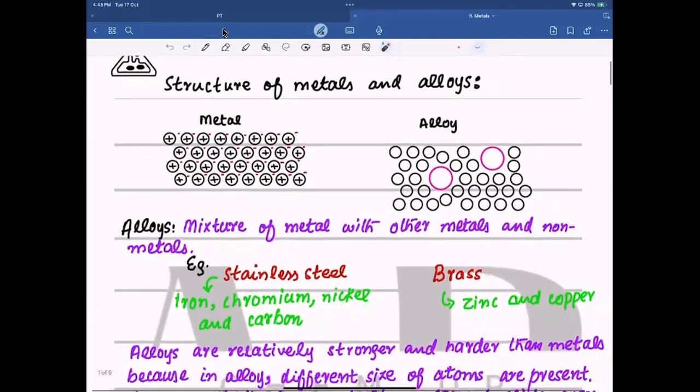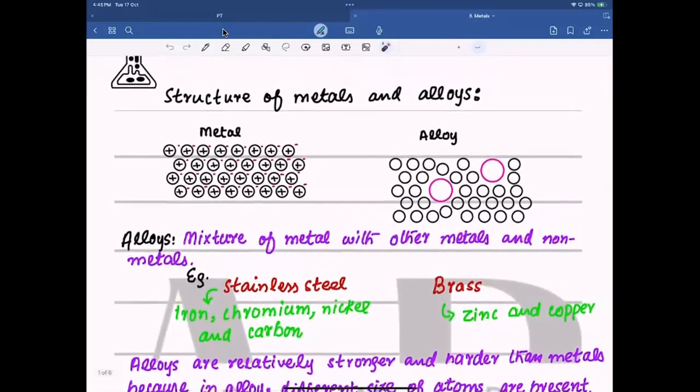When we talk about the strength of alloys, we know that metals are strong, but alloys are even stronger than metals. They are even harder than metals. It is because of the different sizes of atoms. Now have a look. If you apply force from here, what will happen? It does not allow the layers to slide, or a very large amount of energy or force is needed to allow the layers to slide.